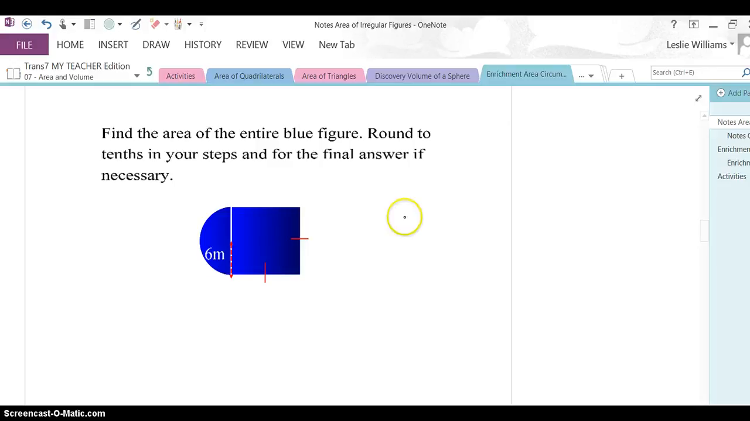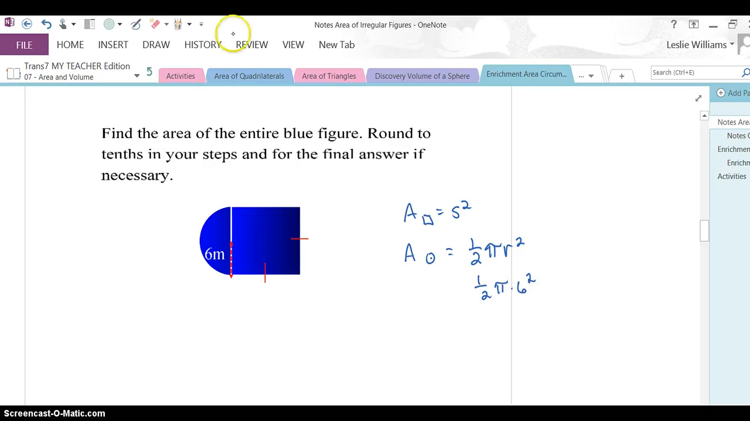So I'm going to use the formula for a square, which is side squared, to find that area. And then I'm going to use the formula for a circle, but I'm going to put a 1/2 in front of it since it's half of a circle. So I'm going to use 1/2 times pi r squared. Now the trick here is to notice that 6 is the radius. And so that helps us with our circle formula. However, we're also going to use that for our square.